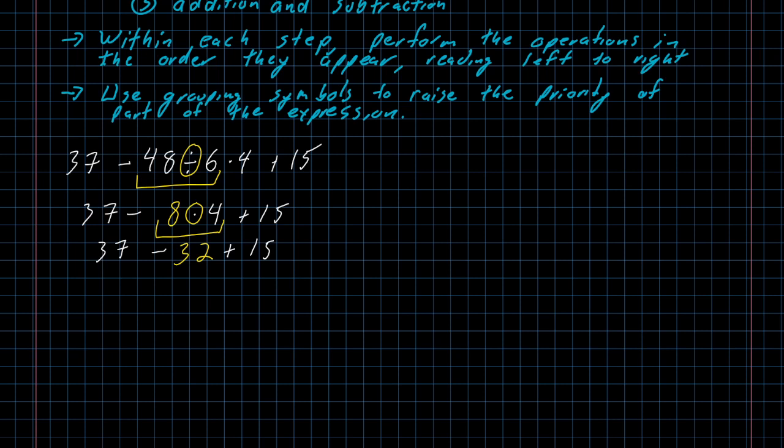At this point, we have finished all of the multiplication and division. We are on to addition and subtraction. Reading from left to right, the first time we see addition or subtraction is right here. 37 minus 32 is 5. The rest of the expression comes along for the ride. And then we have just one operation left. 5 plus 15 is 20.